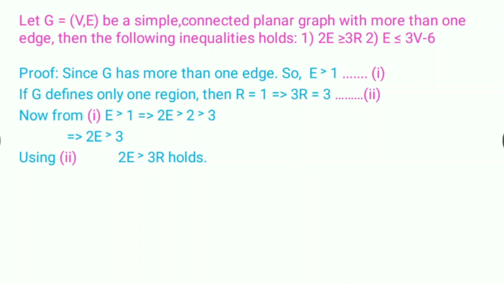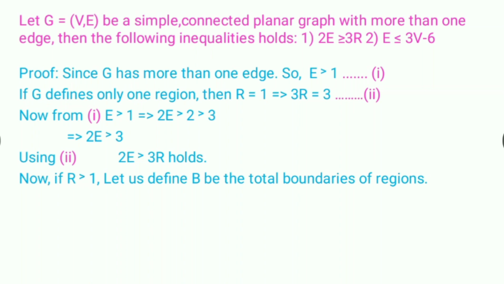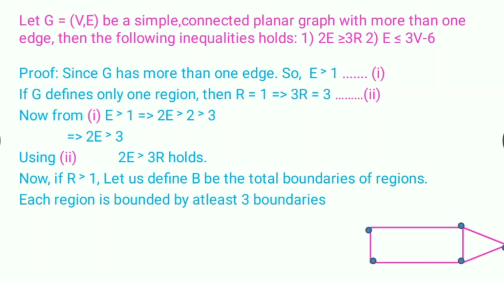Now if the number of regions R is greater than 1, then let us define B to be the total boundaries of regions. Total boundaries means if there are 5 regions, then we count the boundary of each region. And that total count is B.